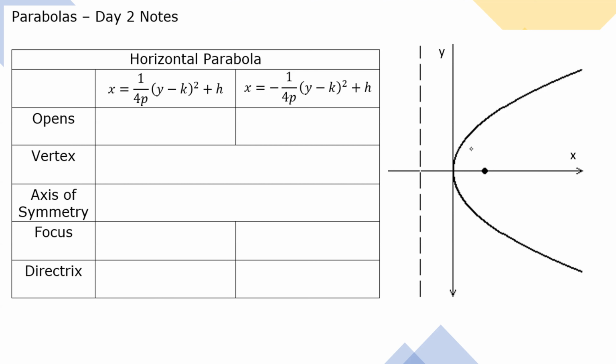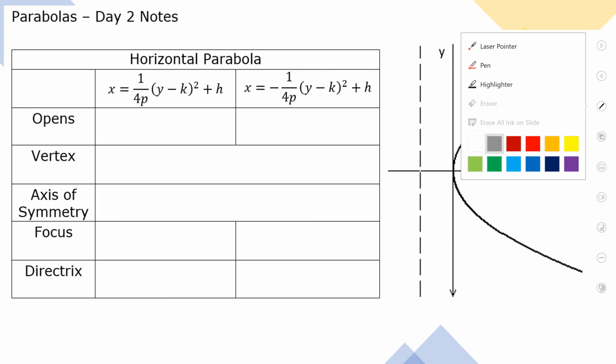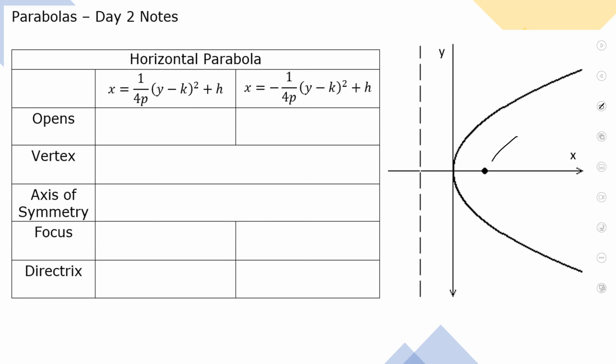Okay, so notice, look at this picture here. Let's go ahead and label the different parts like we did yesterday. This point on the inside, what is that called? The focus. And let's go ahead and write the definition here. It's just like it was the other day. The focus is a point inside the parabola.